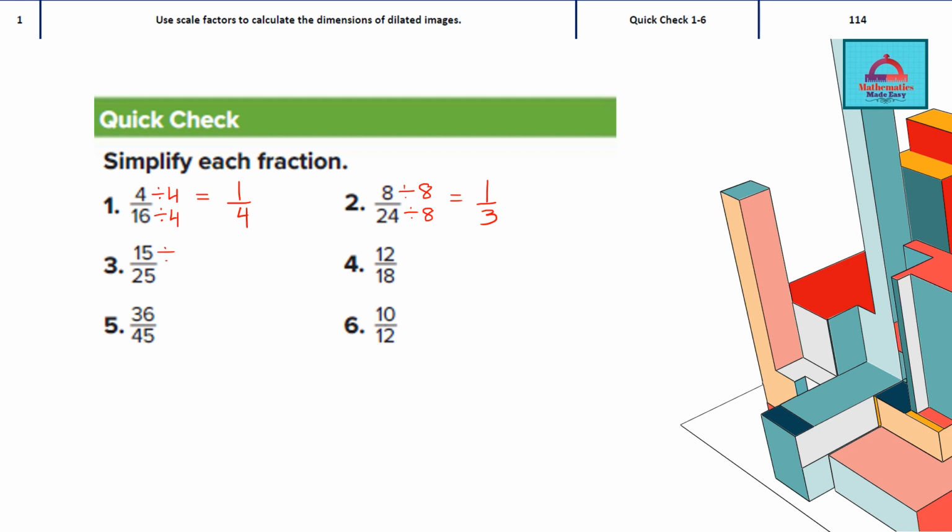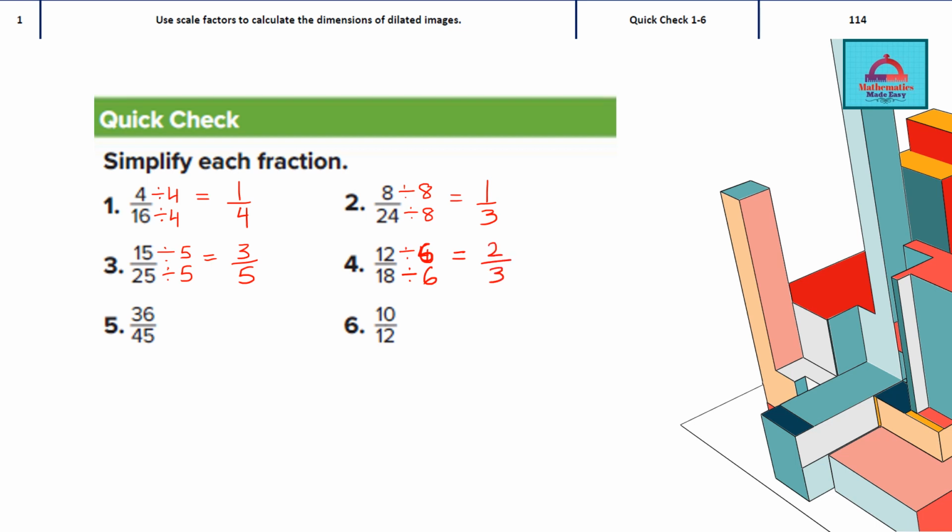Again, I divide by 5 here because 5 is the common factor. So this gives you 3 over 5. Next we have 12 over 18. I divide with the common factor 2 first, or maybe I can directly do it with 6. That will be better. So 6 is a common factor of 12 and 18 both. So this is going to give me 2 over 3.